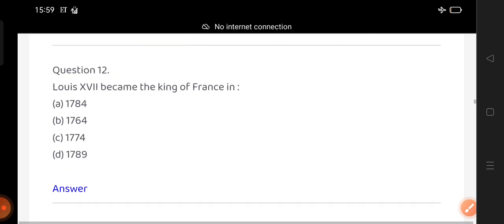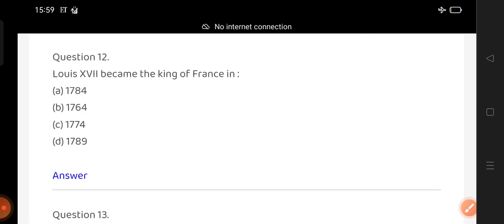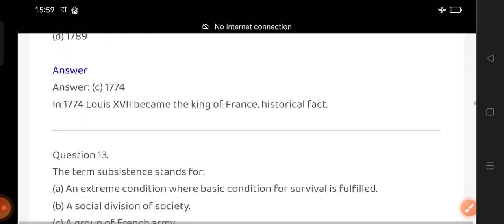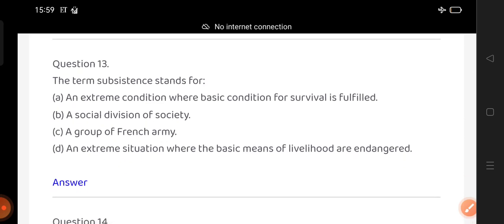Next, question number 12. Louis XVI became the king of France in. Directly options 1, 2, 3, 4. The answer is option C. Now let's move to question number 13. The term subsistence stands for.